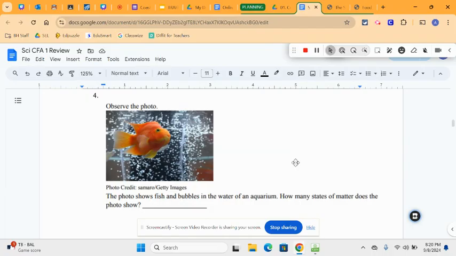Okay, number 4 says, observe the photo, and it shows a picture of a goldfish in a fish tank. It says, the photo shows fish and bubbles in the water of an aquarium. How many states of matter does the photo show? Remember, there are 3 states of matter, solid, liquid, and gas. And so you're trying to tell me, is there just one state of matter in there with the fish? Or is there 2? Or is there all 3 of them?